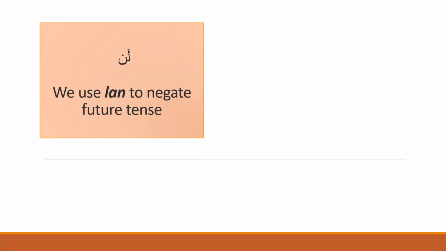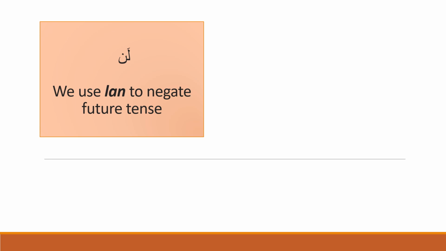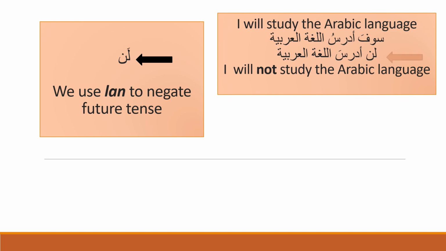Now let's negate future tense. For future tense we use لن. سوف أدرس اللغة العربية. To negate: لن أدرس اللغة العربية. Also, I want you to pay attention to the حركات. Future tense: سوف أدرس. When you negate: لن أدرس, with فتحة. Don't forget لن is followed by a present tense verb that has فتحة on it.